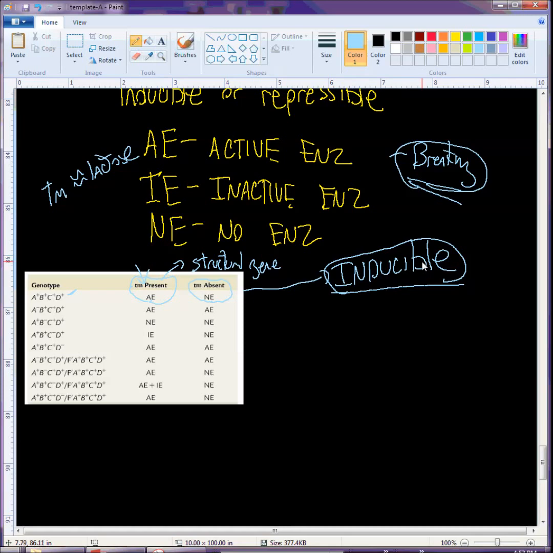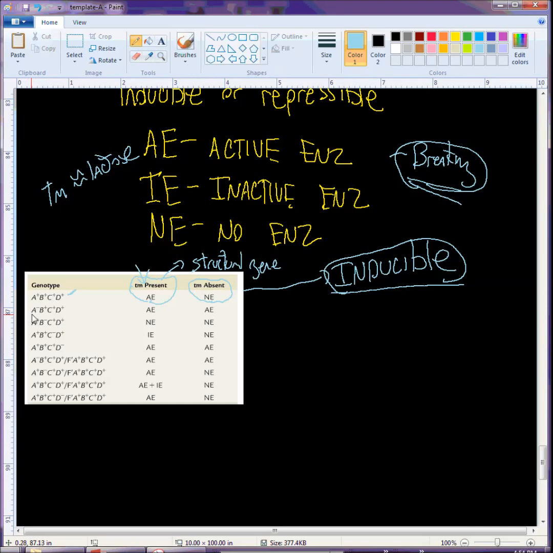First, decide whether the operon is inducible or repressible. Okay, inducible. Great. Now let's go on to the next part. We're going to assign A, B, C, and D to the 4 parts of the operon. So let's take a look at the first one here.